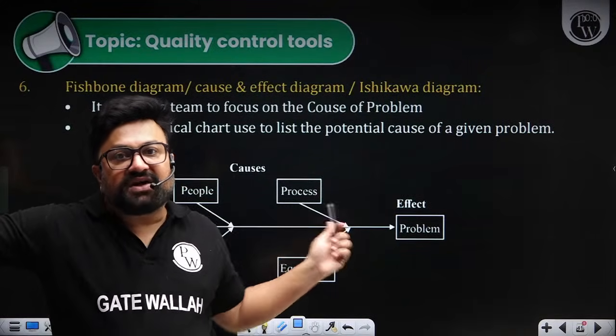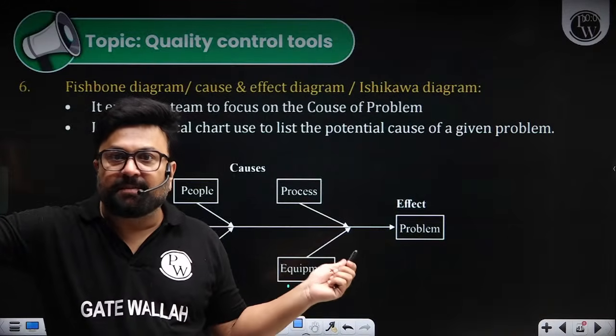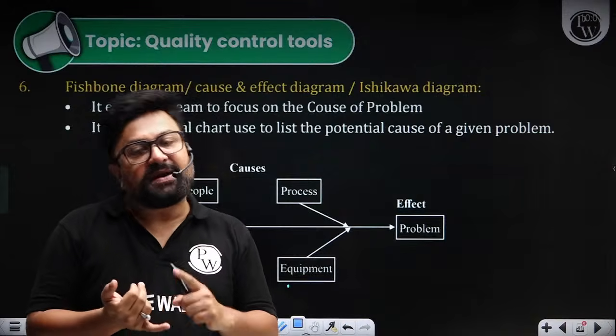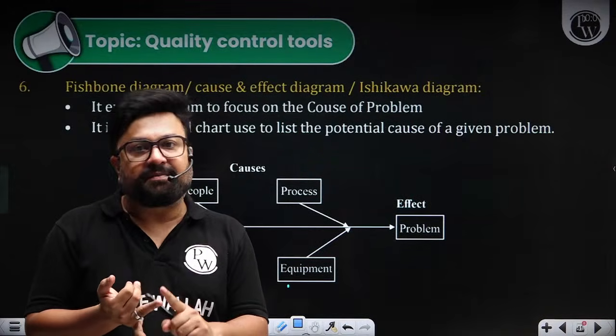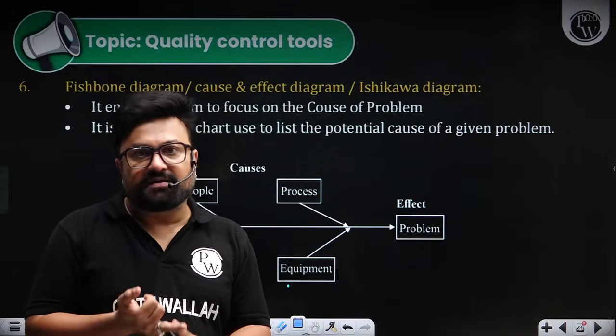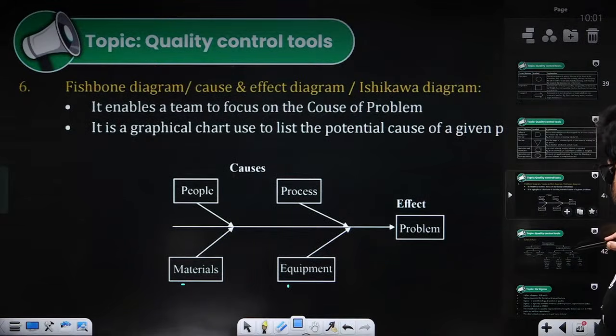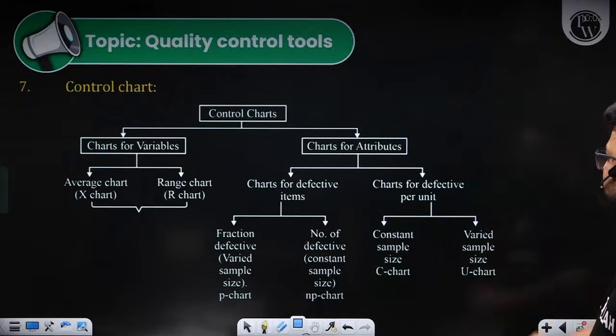It is a graphical chart used to list potential causes of a given problem. What are the potential causes? It might be people, it might be material, it might be process, it might be equipment, right? So please remember this graph. Now the last is the control chart.